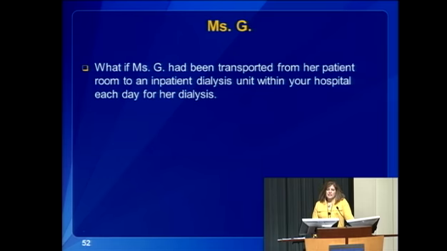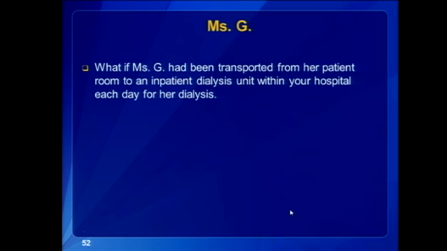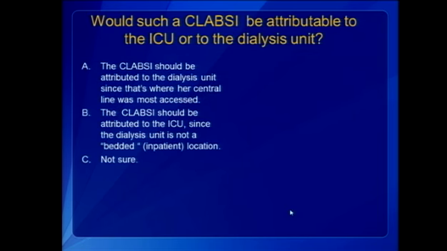What if she had been transported from her patient room to an inpatient dialysis unit within your hospital each day for dialysis? Probably a lot of you have this situation. You have a dialysis unit where inpatients go, get dialyzed, and then come back to one of your units for overnight stay and for the rest of their care. So if that was taking place instead of the contracted staff, would that make a difference? Again, would you attribute that infection to the ICU, or would you now attribute it to the dialysis unit?